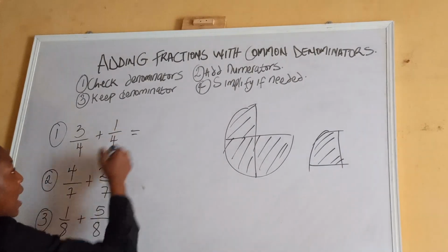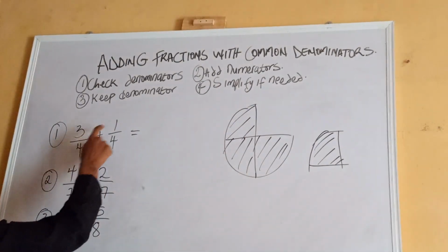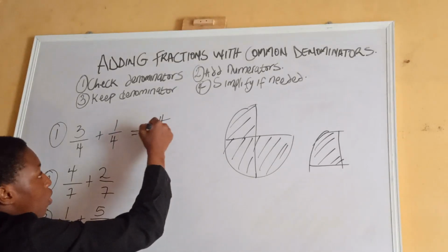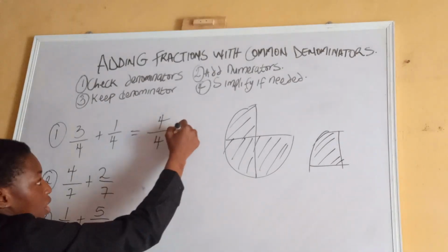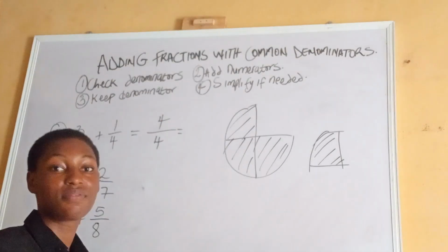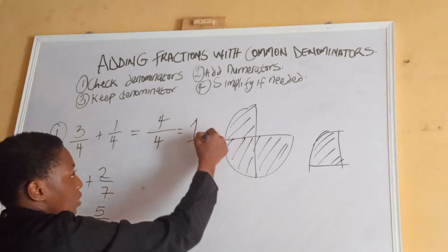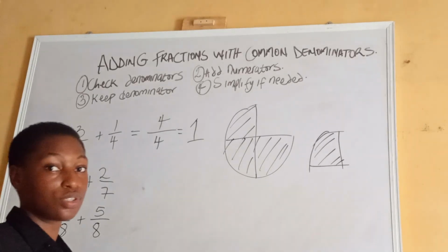It's still the same thing as adding the numerators. So you are adding this and this together. 3 plus 1 will give you what? That's 4. All over, you are keeping the denominator. So you have 4 over 4. And then simplify if needed. Here you can simplify. 4 divided by 4 is what? 1. Yes, thank you very much. 4 divided by 4 is 1. So that's the analogy to use whenever you are dealing with fractions.